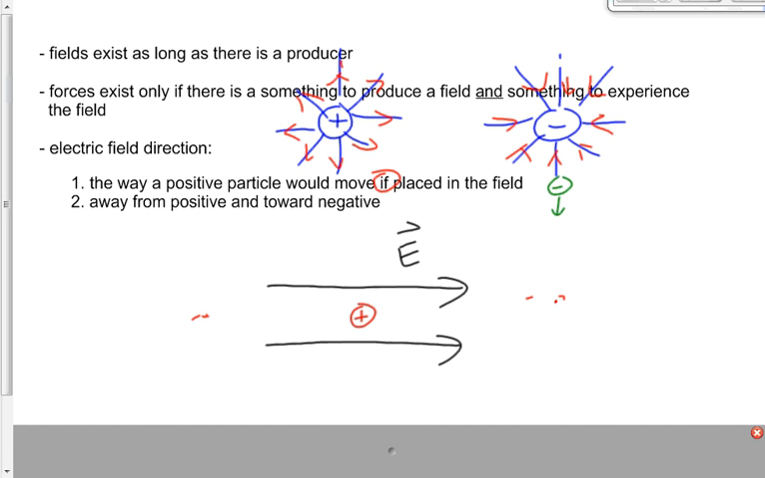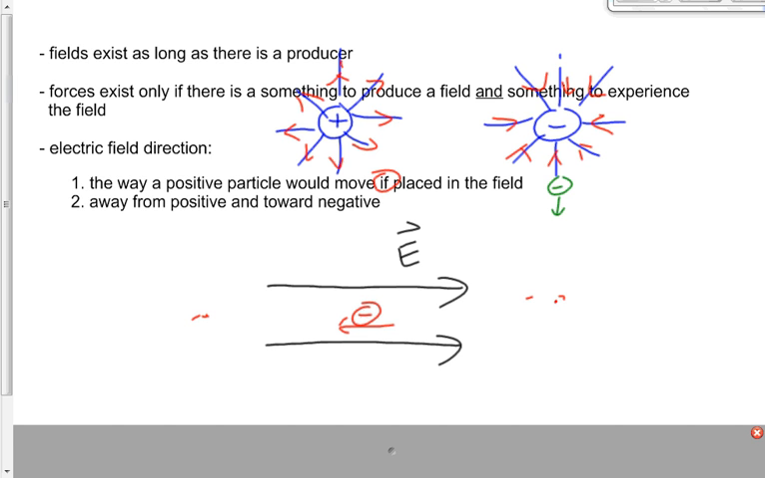To the right. Because the field was defined as the way that that positive would move if it was placed in that field. What if I took that away and I put a negative in there? Which way is the negative going to go? No. The negative would go, anyone? Not to the right, to the left. How do you know that? We don't even know what caused that field. It doesn't matter. Positives move with the field, negatives move against.